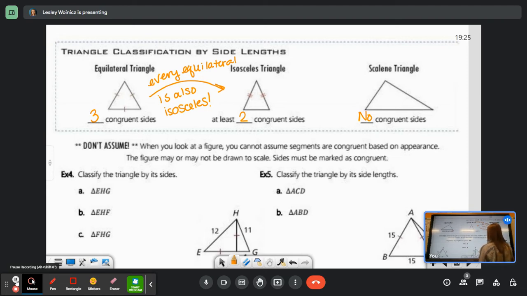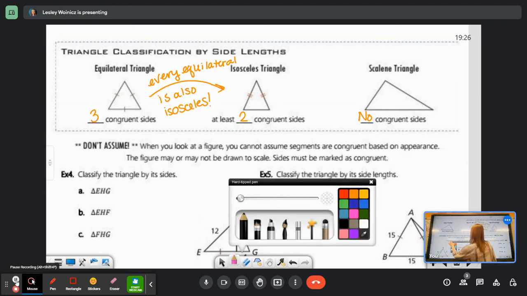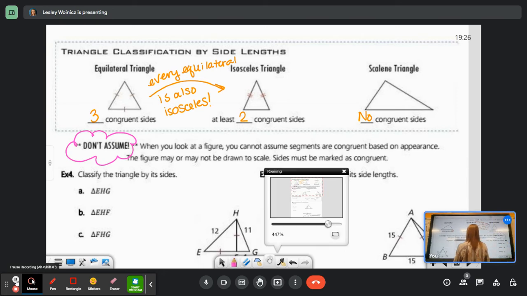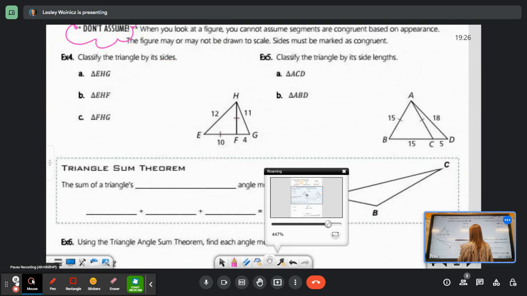All right, so don't assume. When you look at a figure, you cannot assume segments are congruent based on their appearance. We already know this from Unit 1. Okay, it's going to be the same thing. We can't assume. The figure may or may not be drawn to scale. Sides must be marked as congruent. Okay? We can't tell just by eyeballing it. We have to have it marked.